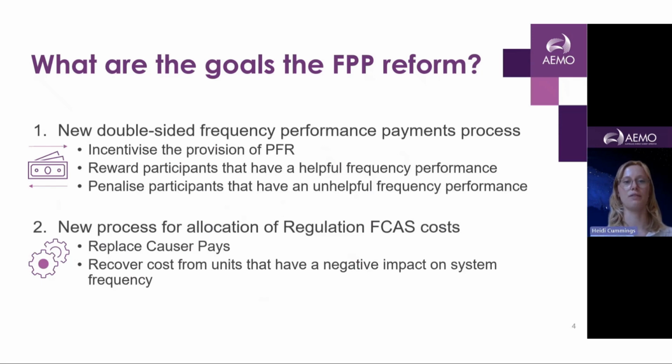The second element of this new procedure involves enhancing the process of recovering regulation FCAS costs. The current method of allocating these costs to market participants, known as causer pays, will be replaced. Under FPP reforms, the cost of regulation FCAS will be recovered from units that have a negative impact on system frequency. Each unit will receive a portion of the cost with respect to how unhelpful its frequency performance was.